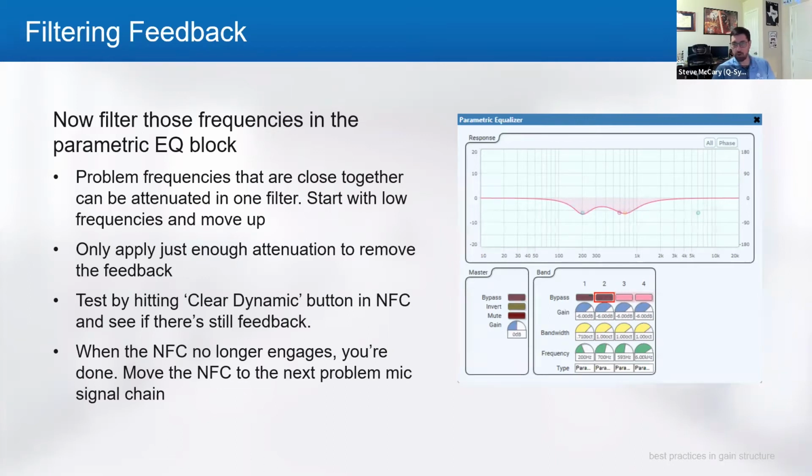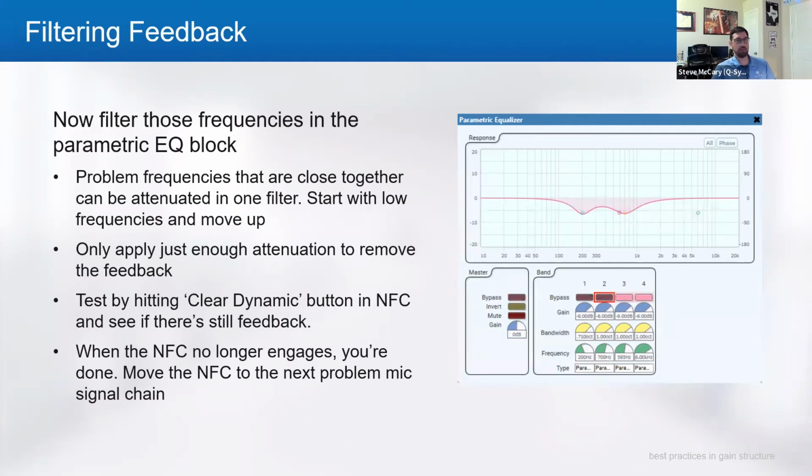And we're only going to pull out as much as we need to remove the feedback. You do not want to go crazy with this. If you start having to pull a ton of frequencies out, you're going to kind of jack up what your signal sounds like. So you just want to take out as much as you need to get it to quit ringing. You'll do this one microphone at a time, making sure that you get everything out and then move again.